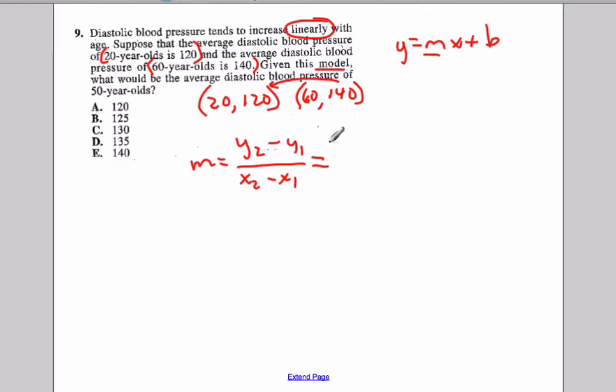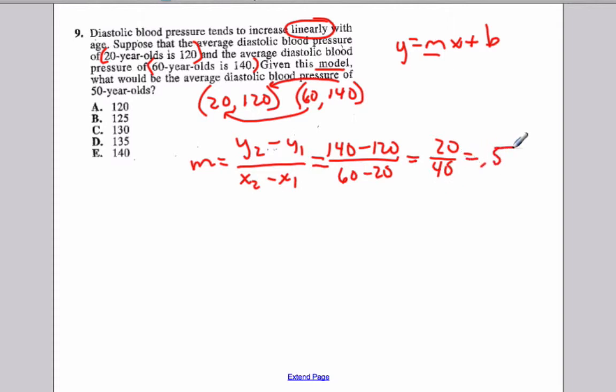So I'm going to do y2 minus y1. 140 minus 120 over 60 minus 20. The x is subtracted, but go in the same order. On top, I get 20, and on the bottom, I get 40. So my slope, or my rate of change, is 0.5.